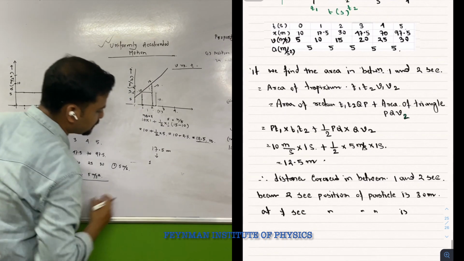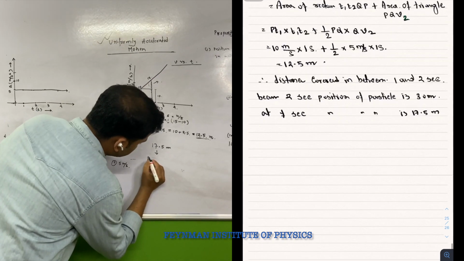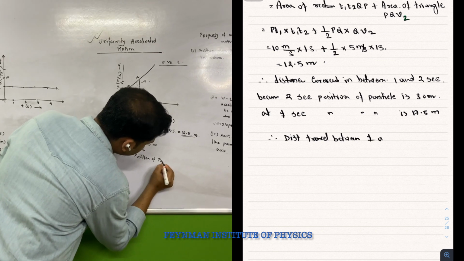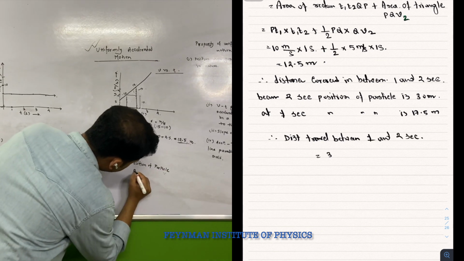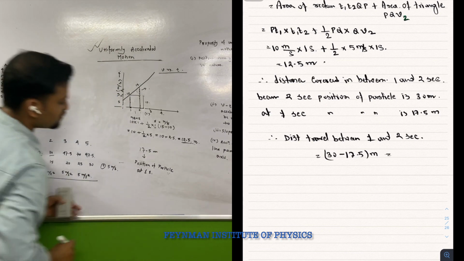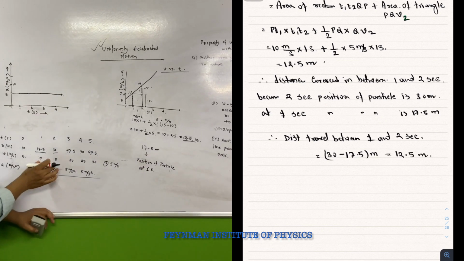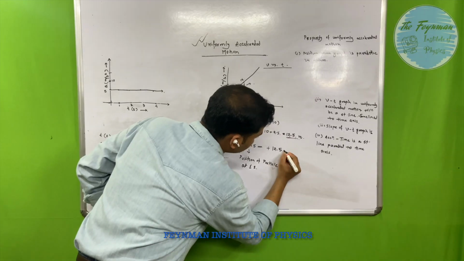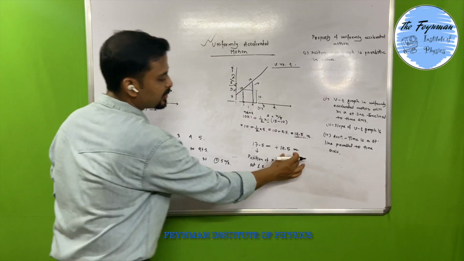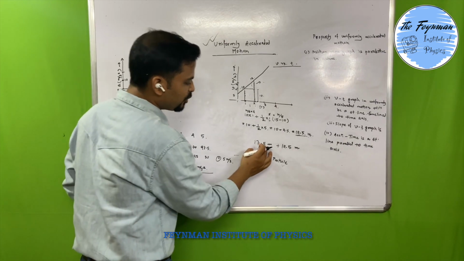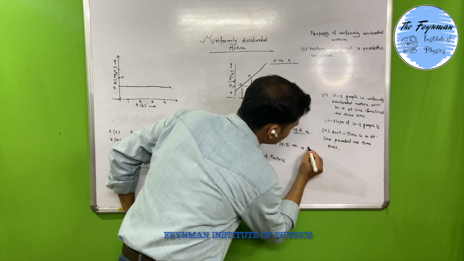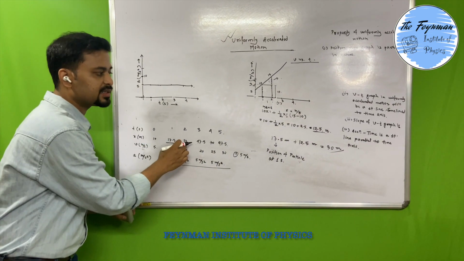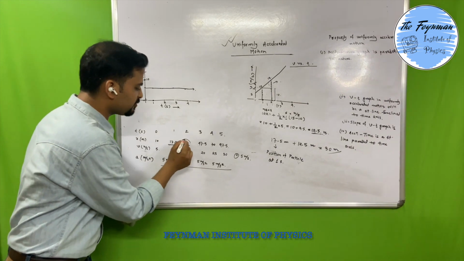This is the location of the particle. This is the position of the particle at 1 second. And between 1 and 2 seconds the particle is traveling an extra 12.5 meters. So 12.5 meters is the distance traveled by the particle between 1 and 2 seconds. So if you add 17.5 plus 12.5, you will get 30 meters. So at the end of 2 seconds, the particle is situated 30 meters away from the origin, and you can verify this from the graph.